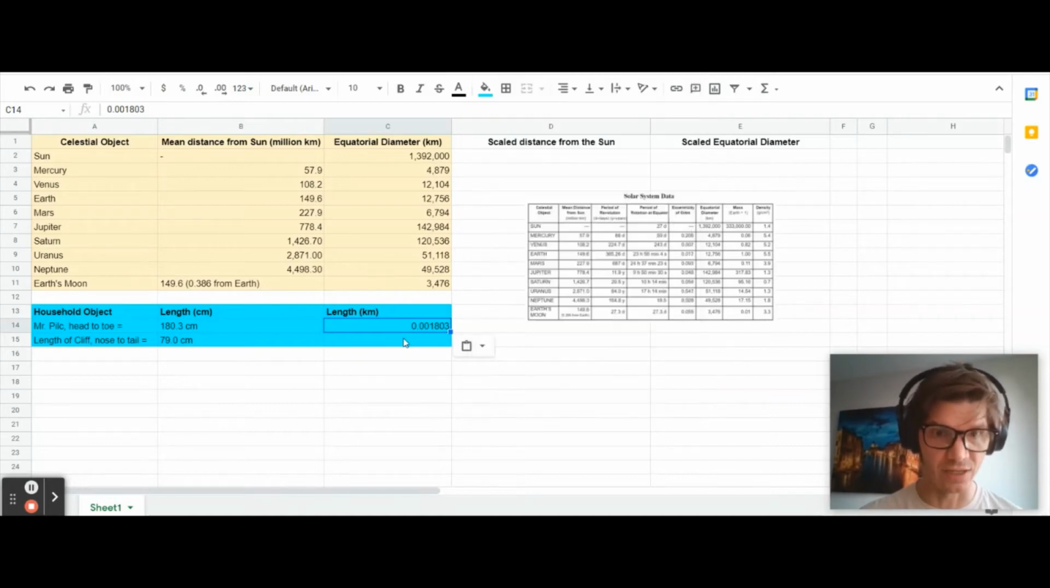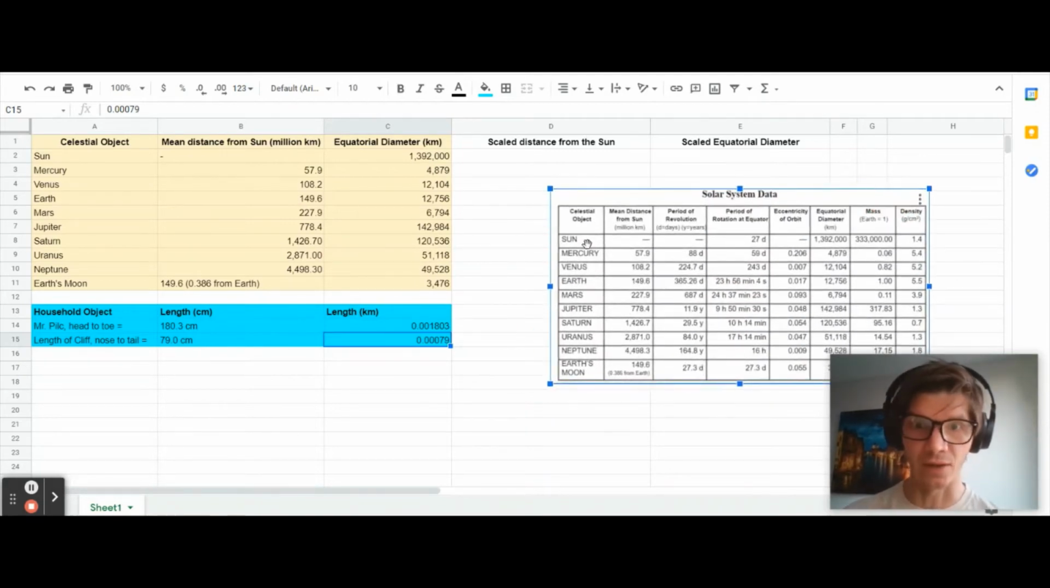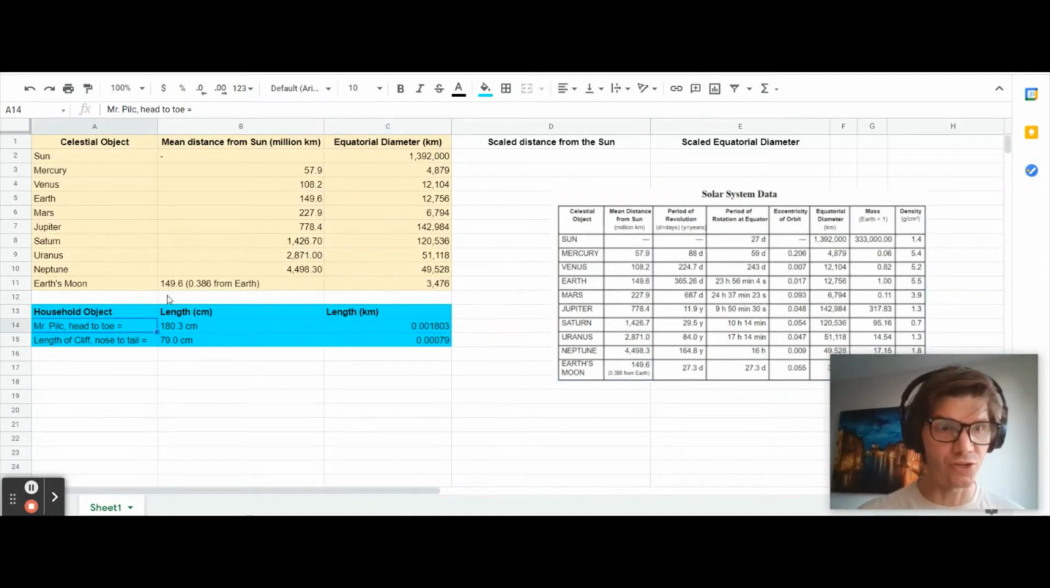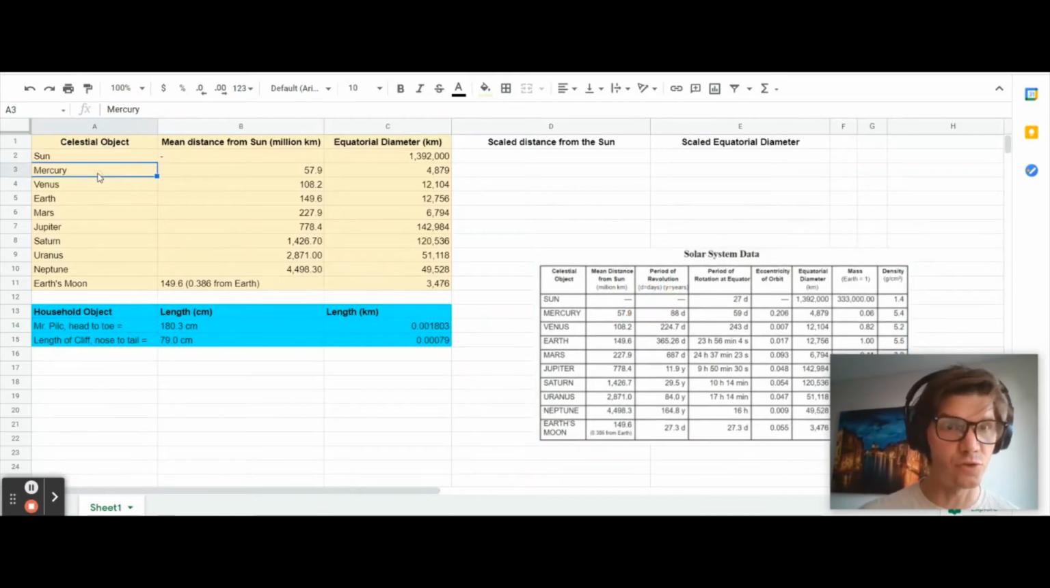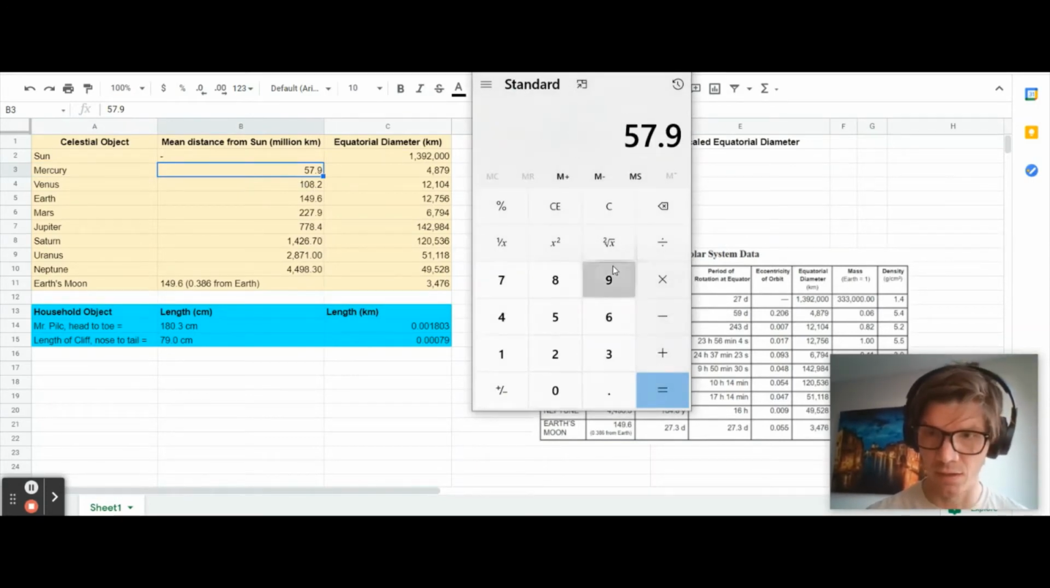And I'll copy that into my scale. So next, I want to find out, let's say theoretically, if we were going to be making a model, how many copies of me would I have to stack from head to toe to stretch down the solar system, from the Sun to Mercury. Well, Mercury is 57.9 million kilometers from the Sun. I'm going to multiply this by a million. So that's Mercury's average distance from the Sun.